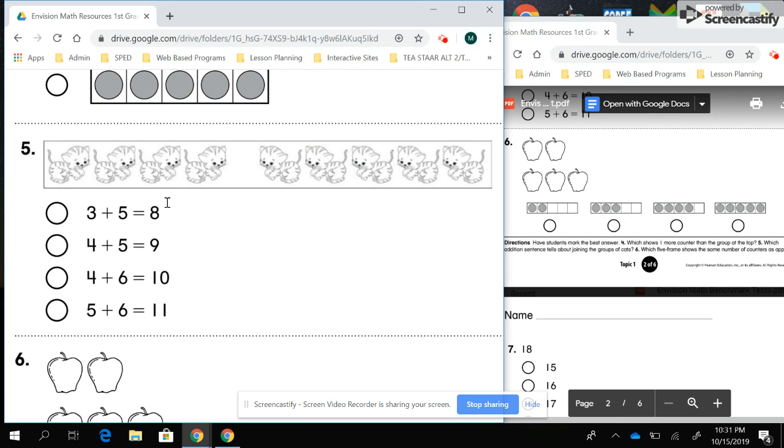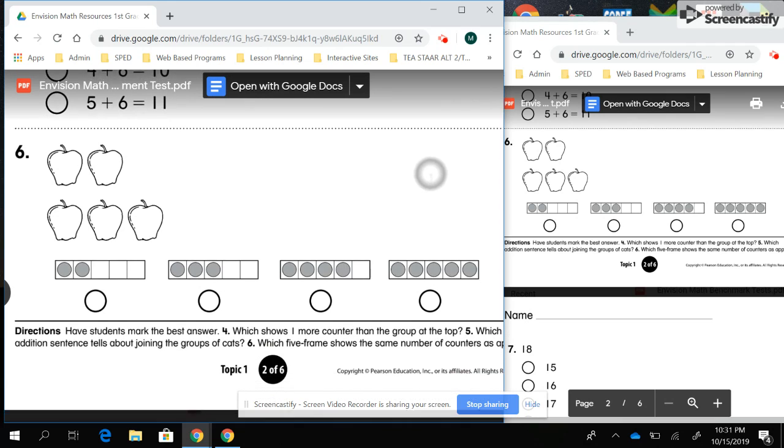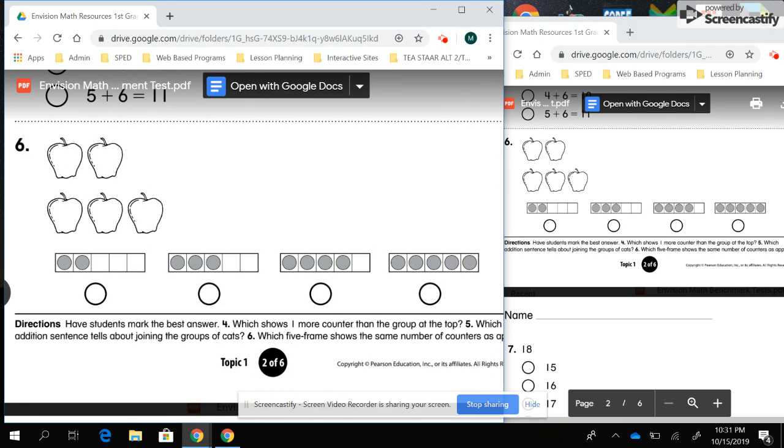That means you have to go and count those cats that are in each group and make sure that they do equal the total given. So is it A, 3 plus 5 equals 8, B, 4 plus 5 equals 9, C, 4 plus 6 equals 10, D, 5 plus 6 equals 11? Stop the lesson at any time and review the answers, please.